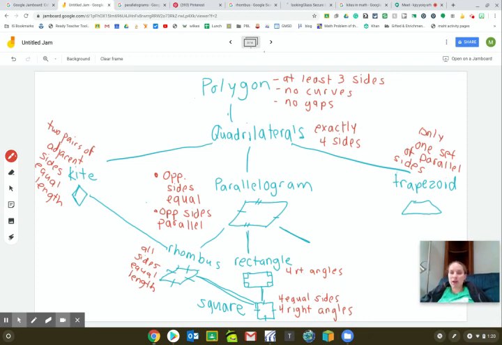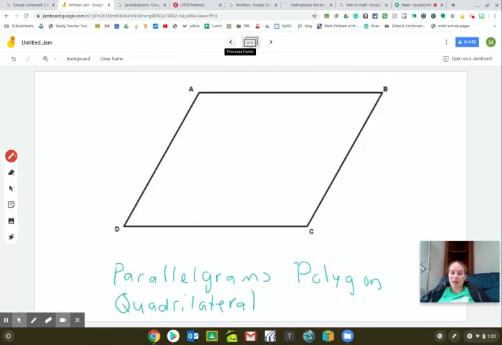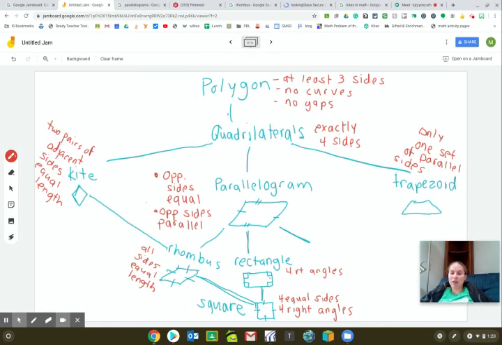Now let's look at the other question. Is a rectangle a square? So if I'm in this category as a rectangle, it means four right angles. That's what classifies something as a rectangle. So in this case, it says nothing about needing four equal sides. So sometimes squares are rectangles, but a rectangle is not always a square, because if it doesn't have four equal sides, then it's not a square.